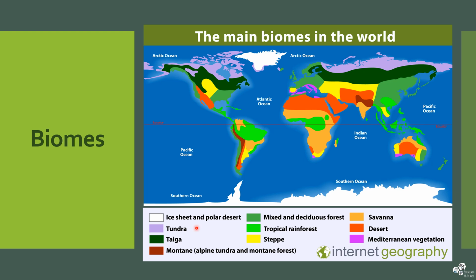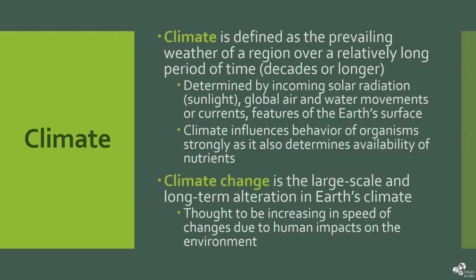And then you have things like the tundra, where it's really characterized by lesser vegetation and permafrost. You have areas that are just ice sheets like Antarctica and Greenland. You have savanna, which are grasslands. So that's an idea of how biomes are influenced by their latitude. So another thing I mentioned was climate. So the definition of climate is it's the prevailing weather of a region over a long period of time.